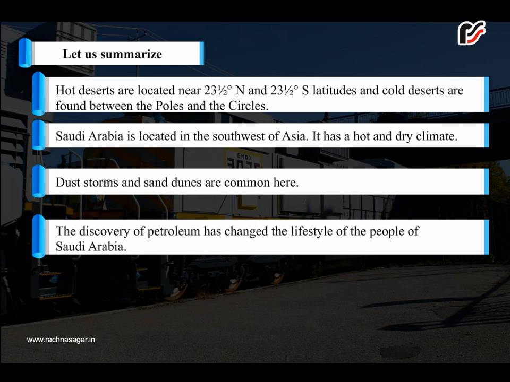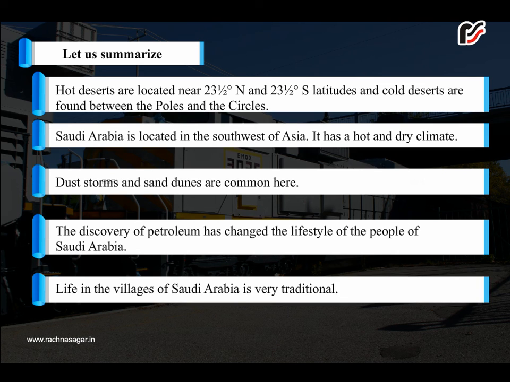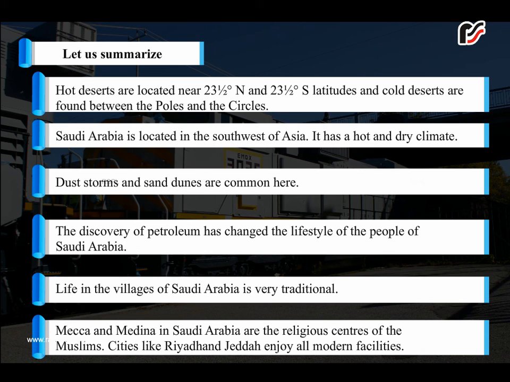The discovery of petroleum has changed the lifestyle of the people of Saudi Arabia. Life in the villages of Saudi Arabia is very traditional. Mecca and Medina in Saudi Arabia are the religious centers of the Muslims. Cities like Riyadh and Jeddah enjoy all modern facilities.